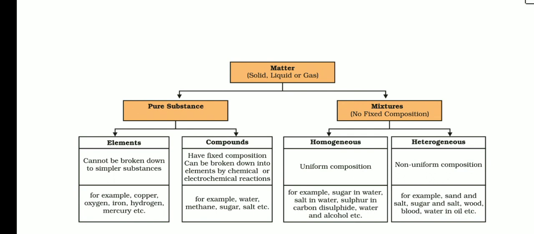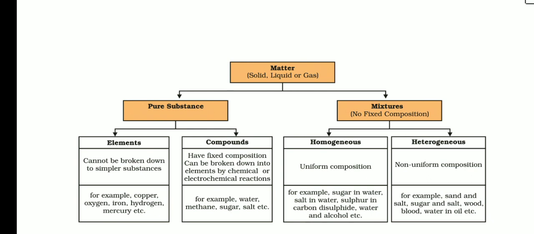Examples for it are copper, oxygen, iron, hydrogen, mercury, etc. Whereas compounds have fixed compositions, that is, they can be broken down into elements by chemical or electrochemical reactions. That is, compounds are the fixed compositions of various elements combined together, that is, H2O is a compound. Here, for example, there are water, methane. Methane has the chemical formula CH4, sugar, salt, etc., and many more.